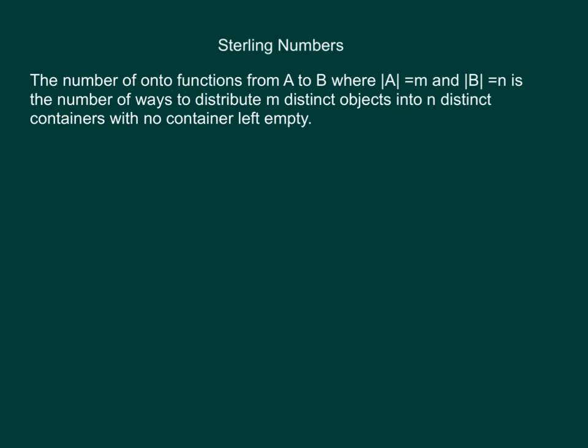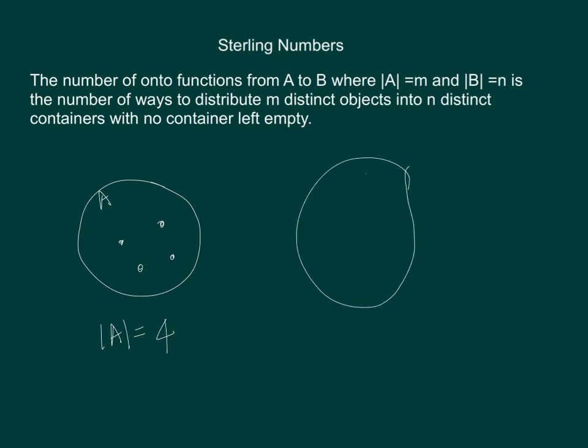We can illustrate this with a picture. Let's say we have a set A, and let's say the cardinality of A is equal to 4. So we have 4 elements, and they are distinct elements. Then we have elements in set B. Let's say the cardinality of set B equals 3. So B has 3 elements, and they are distinct elements.